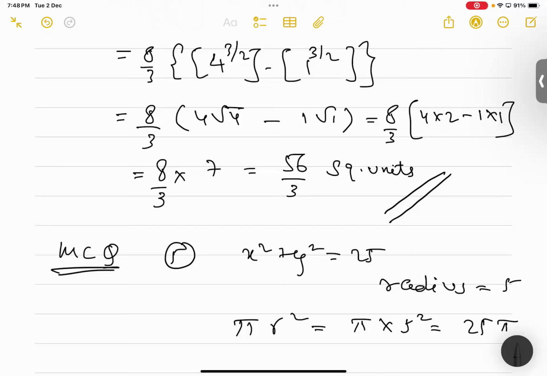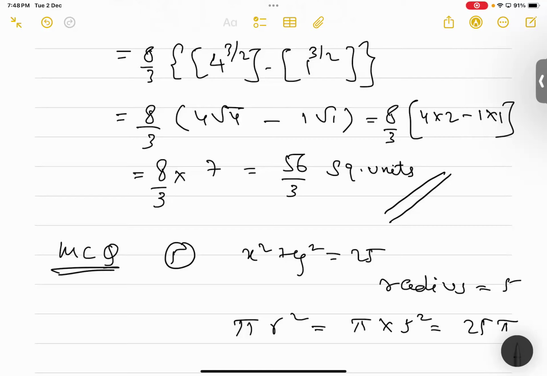Okay. I have seen students writing radius as 25. 25 is not the radius. x square plus y square equal to r square is the formula. Don't make that silly mistake. Fine. Guys, is this problem clear? MCQ 4, MCQ 5. Fill in the blanks, first one, second one, done. Okay. 3, 4, 5 self study.